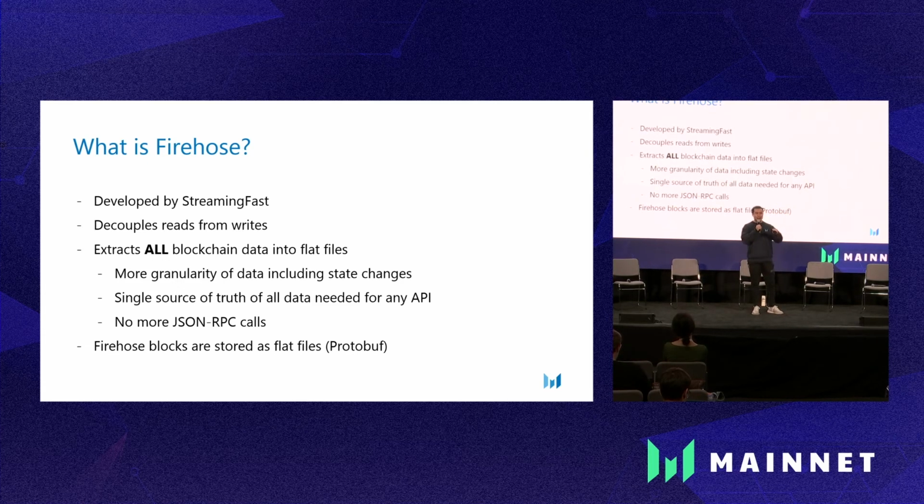Another way to think about it is in the traditional Web 2 data pipeline, you have the ETL stages, right? Extract, transform, load. Firehose is basically serving the job of the extraction layer here, extracting all of the data from the Ethereum clients.